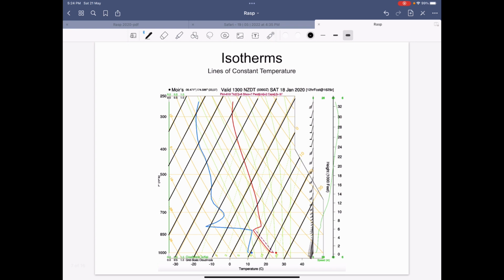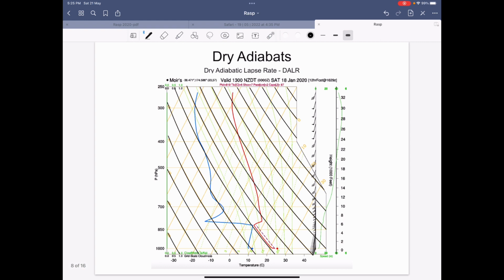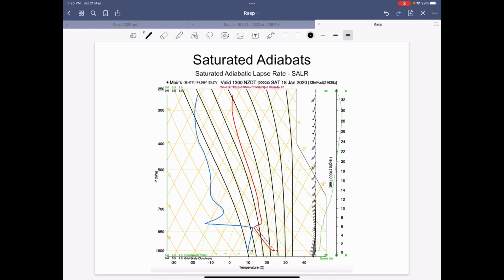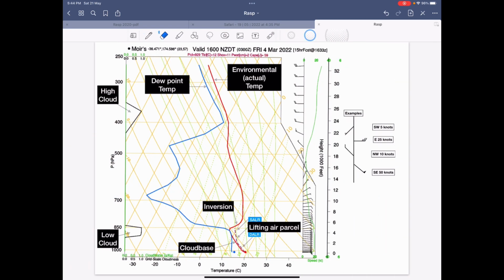Isotherms, this is basically the temperature. So if I look at 0 degrees, the line going up on an angle here to the 0 at the top is 0 degrees. The next one over is 10, 20, 30, etc. So the temperature is read on that angle. These lines are the dry adiabats, or the dry adiabatic lapse rate, and they just indicate the cooling of the air, 3 degrees per 1,000 feet. And this is the saturated adiabatic lapse rate, so these lines reference the cooling of the air at 1.5 degrees per 1,000 feet. So I've labelled a few other things on the graph here for you.